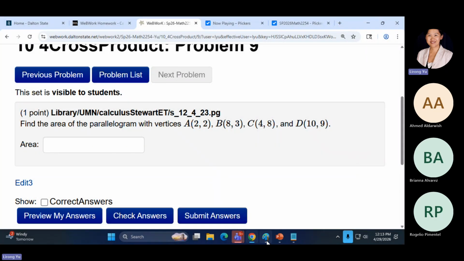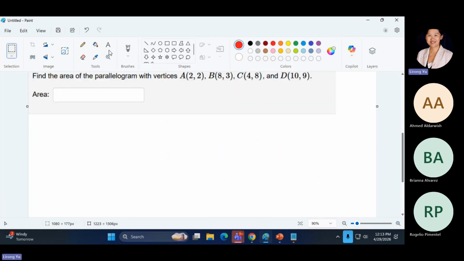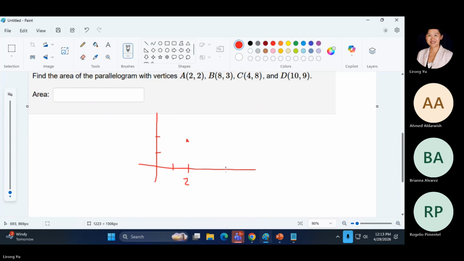the graphing, and maybe that'll help if you graph this a little bit. We would draw them, right? 2, and then 2, so that's A. B is at 3, 1, 4, 6, 8, and then 3, 8, 3. C is at 4, 8, 4, 8, 1. D is at 10 and 9.